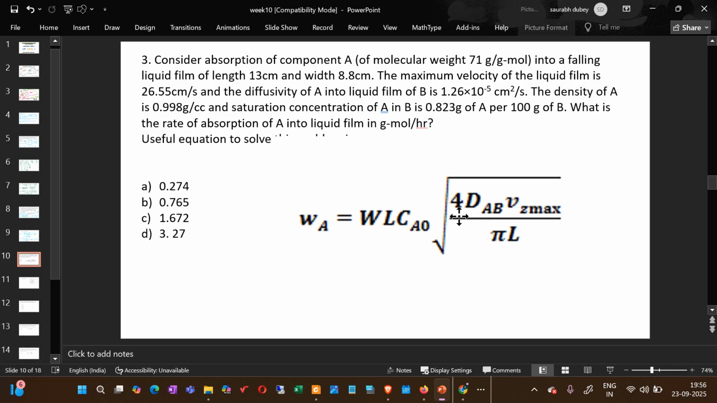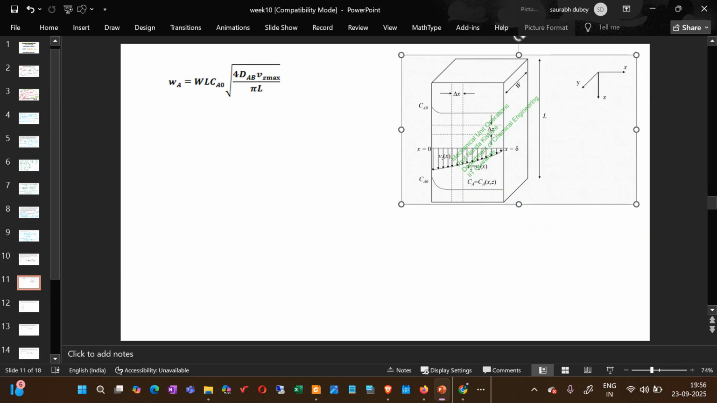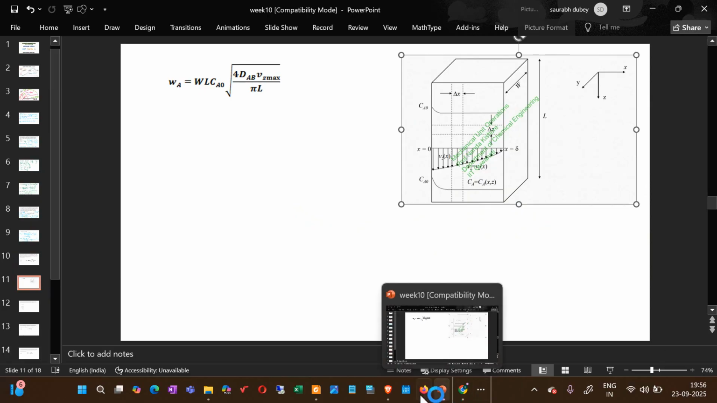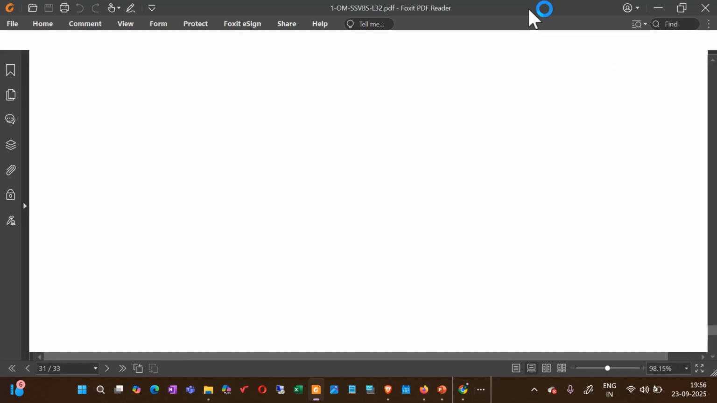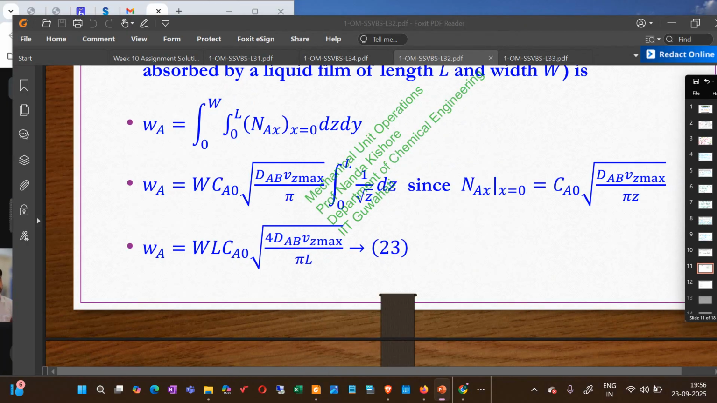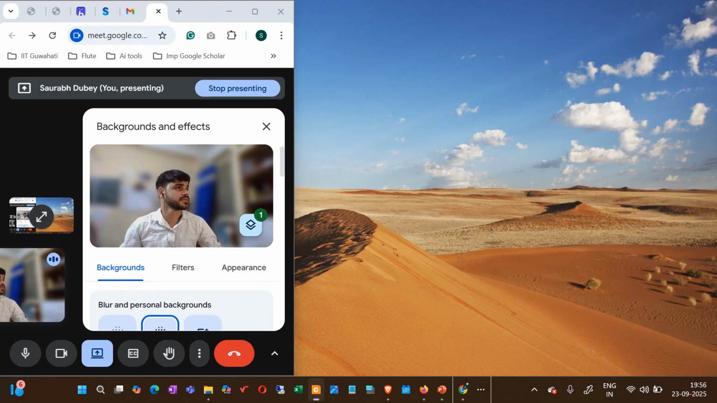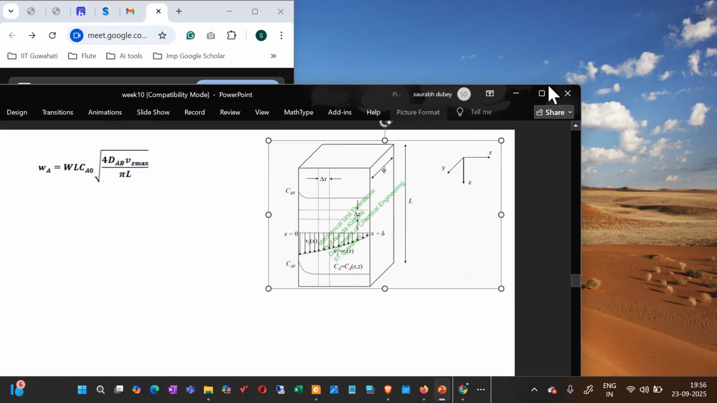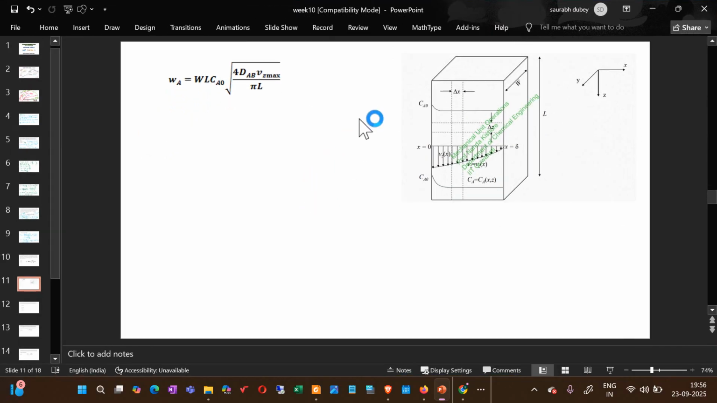A useful equation is given like this, right? This was the schematic that is here. Okay, now let me take the PPT set. Okay, so let's solve it.